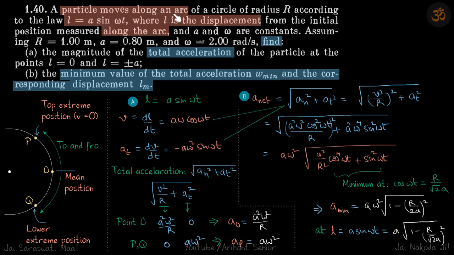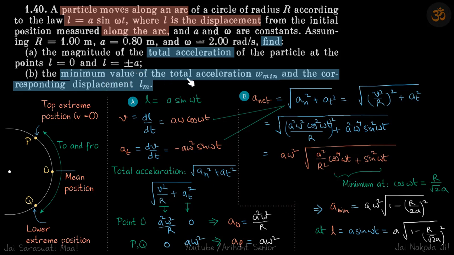A particle moves along an arc and it follows the law L is equal to A sine omega t, where L is the displacement along the arc. So basically, it's the distance it travels along the arc. We need to find the total acceleration of the particle at points L is equal to 0 and L is equal to plus minus A.